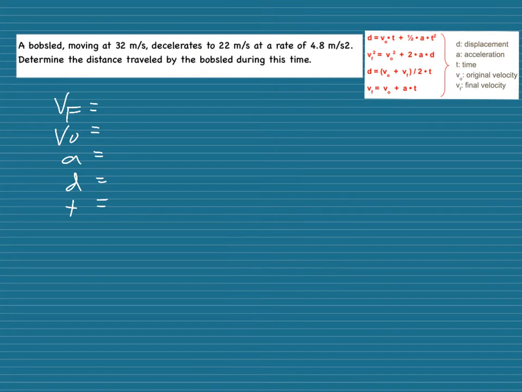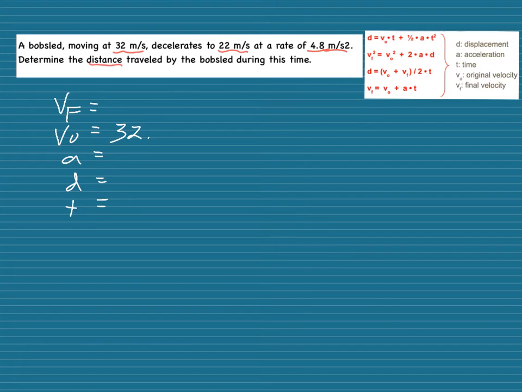Okay, a bobsled moving at 32 meters per second decelerates to 22 meters per second at a rate of 4.8 meters per second squared. Determine the distance. Again, that's distance or displacement. A lot of times they mean the same thing, unless sometimes your displacement is going to be less because it's from where you start to where you end up. But it's already a problem moving at also moving at 32 meters per second. That's initial velocity. A lot of times if it tells you something's at rest, that's always initial velocity of 0. If it tells you something comes to a stop, that would be a final velocity of 0.